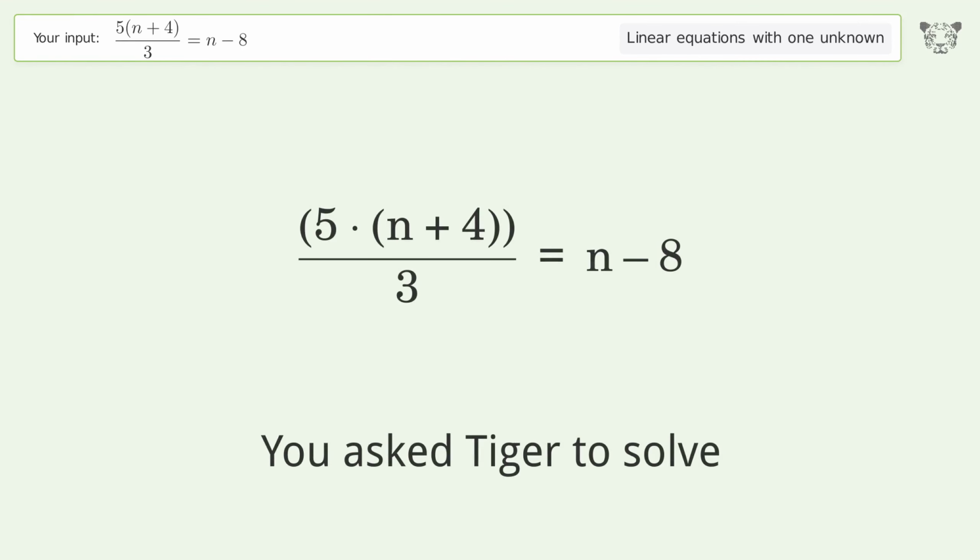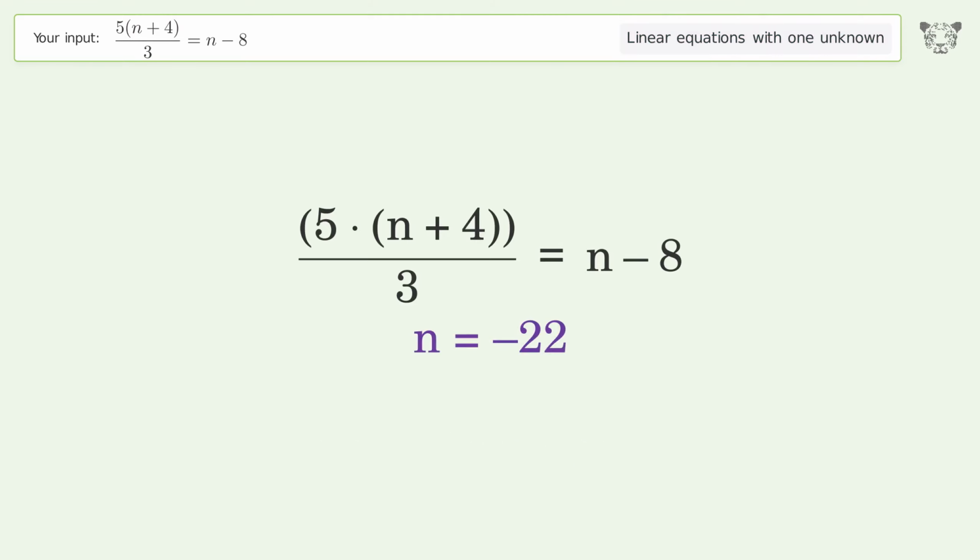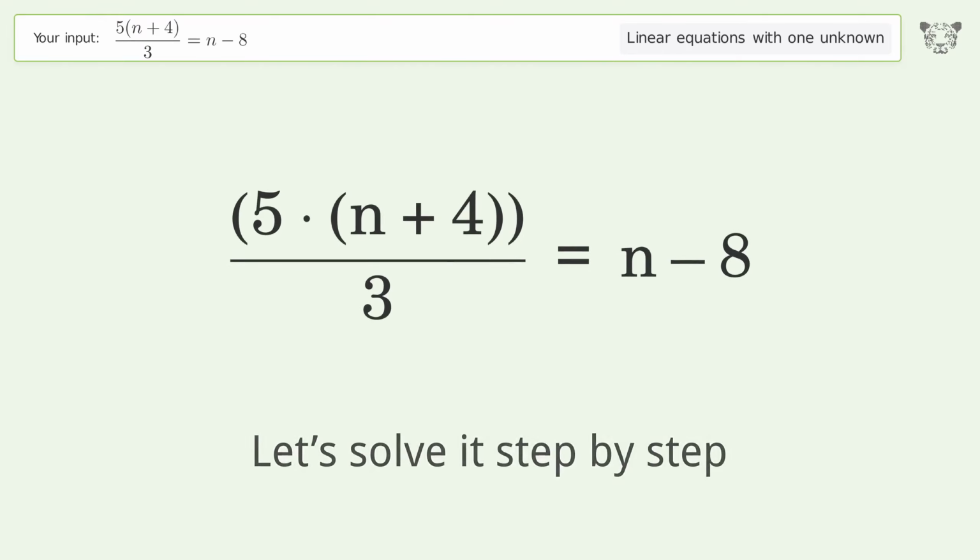You ask Tiger to solve. This deals with linear equations with one unknown. The final result is n equals -22. Let's solve it step by step.